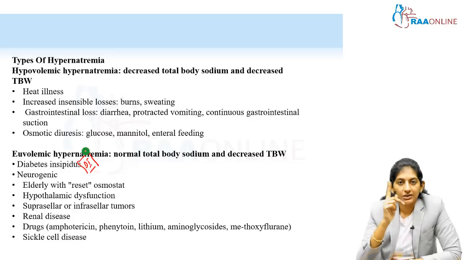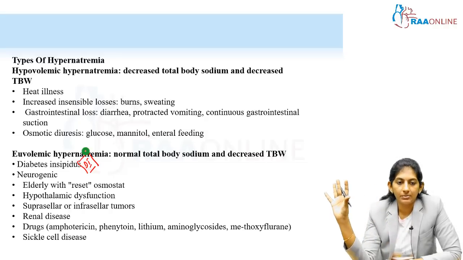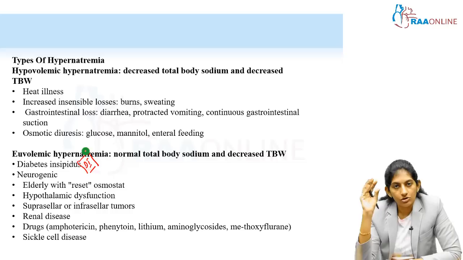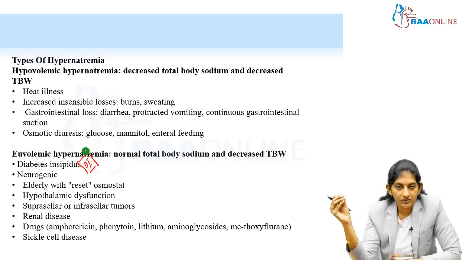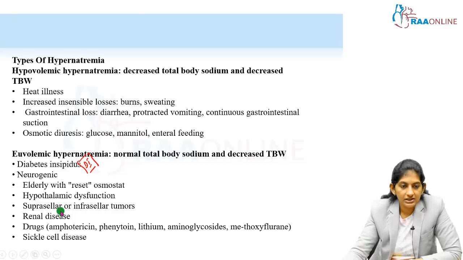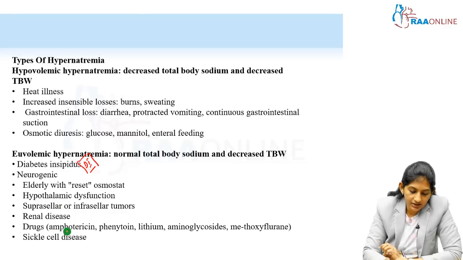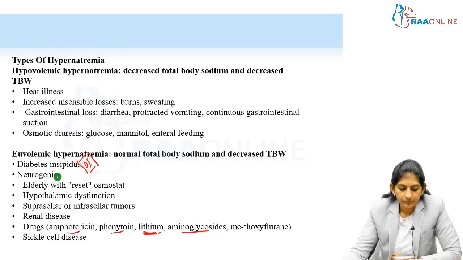So this is what I told you. Some of the neurogenic causes will be examples for euvolemic hypernatremia. DI is also a neurogenic cause, isn't it? Next, any hypothalamic dysfunctions, suprasellar tumors, drugs like amphotericin, phenytoin and aminoglycosides. You can remember this. Lithium also, if you want, you can remember. So these are the causes of euvolemic hypernatremia.